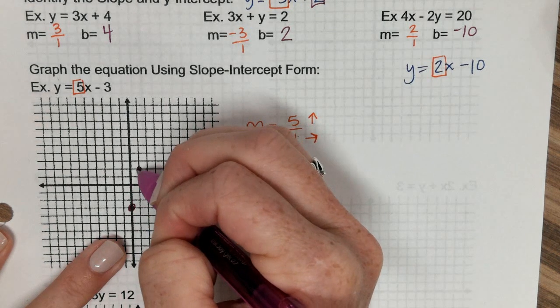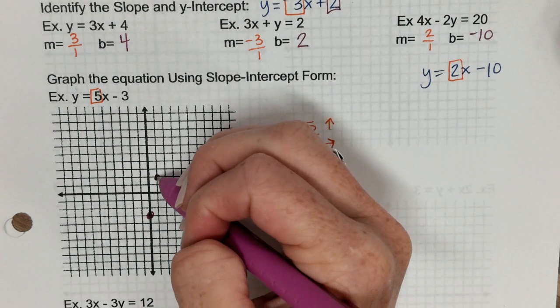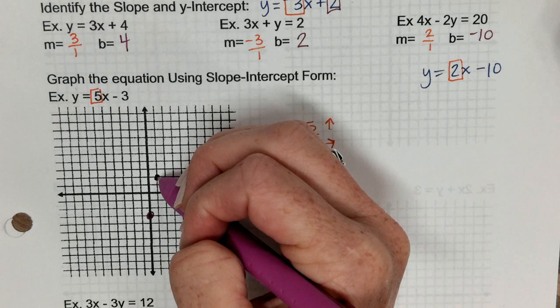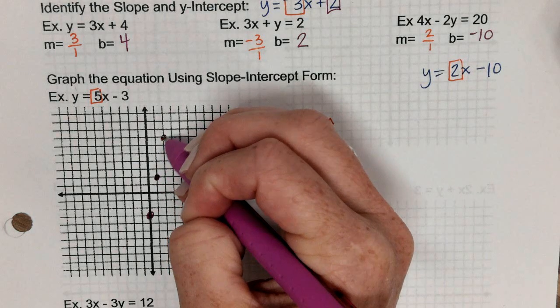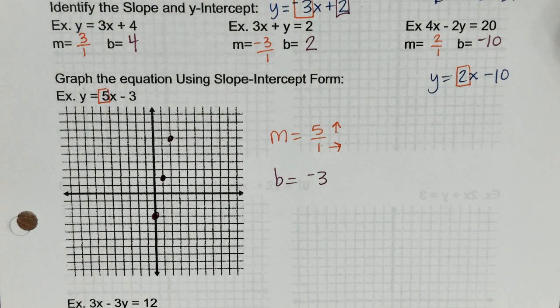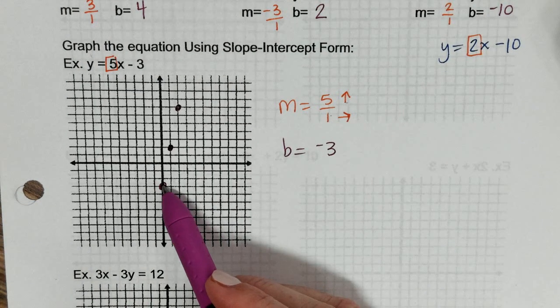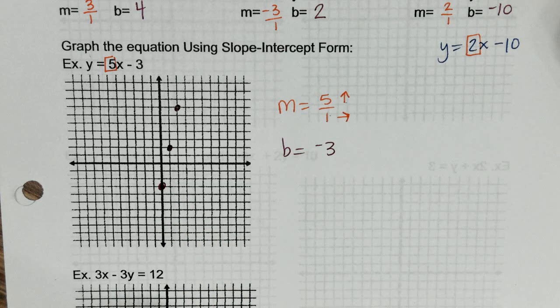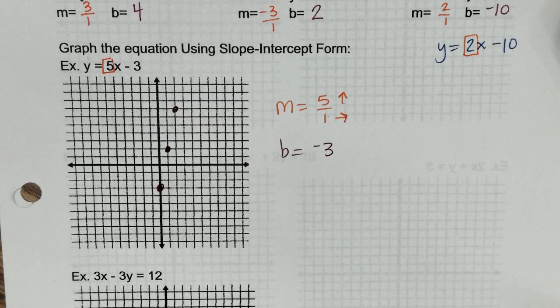And that is going to be my next dot. From this dot, I can keep going. Up 5, right 1. And I'm out of space. Do y'all agree? Could I put another dot lower than my y-intercept? But instead of going up and right, I'd have to go down and left.